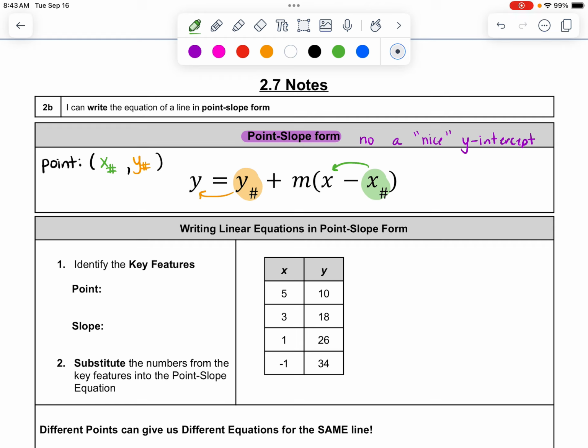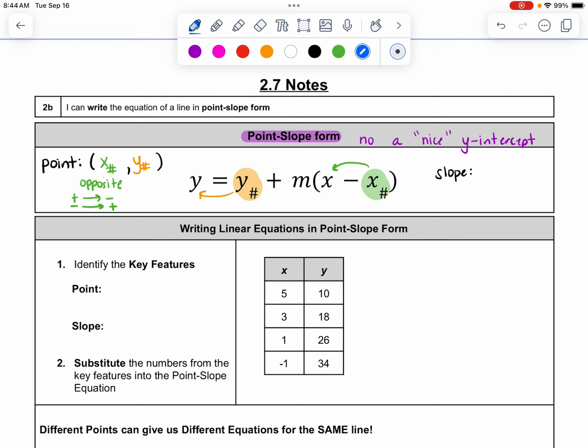The other thing we need to remember is that the x number is always the opposite of the number that we see. So if the number in our starting point is a positive, then the number we're going to put in our equation is a negative. If the number in our starting point is a negative, then the number in the equation is going to be a positive.